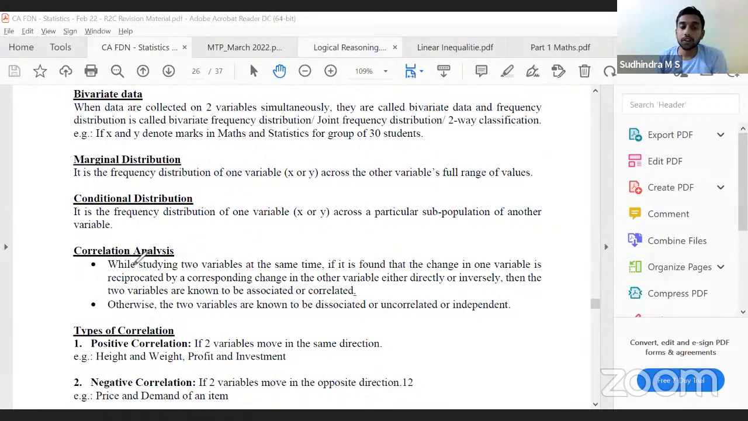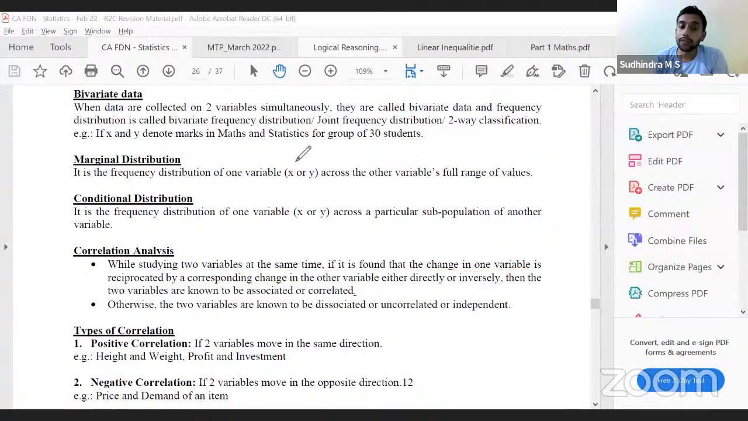Now, as we have discussed, correlation is analyzing the relationship between two variables. If there is a change in one variable for a corresponding change in the other variable, then we say those two variables are correlated. That change need not be in the same proportion. It need not be in the same direction. It could be in the other direction as well, and in a different proportion as well.